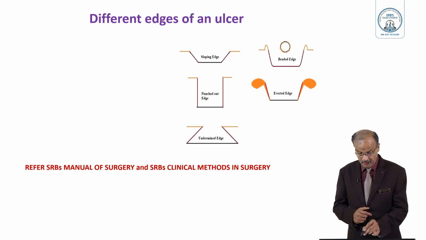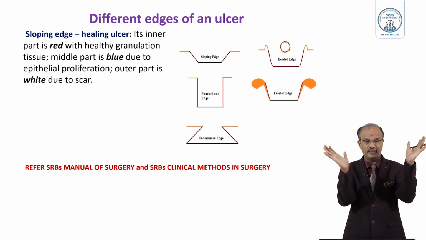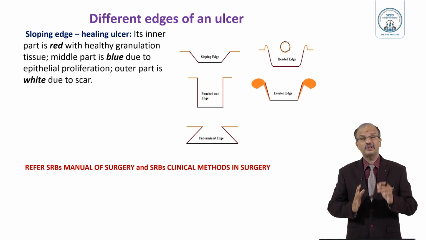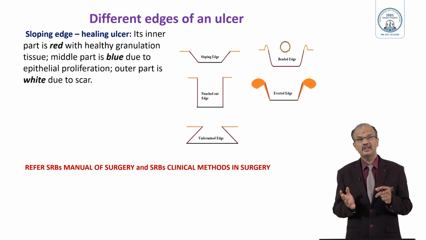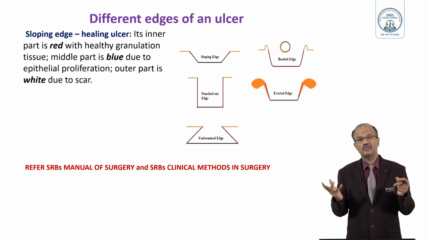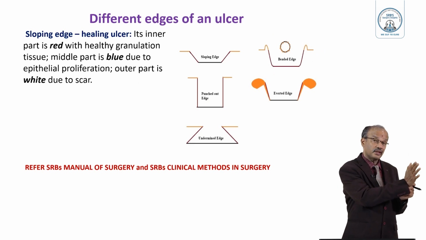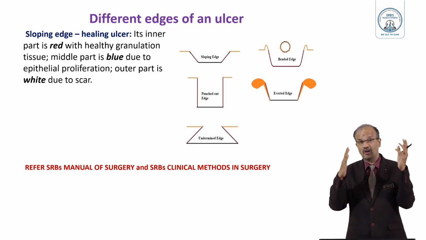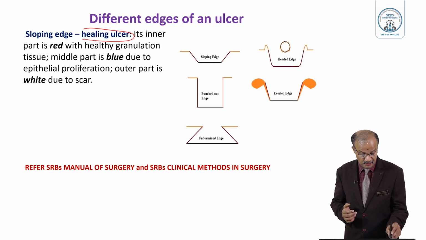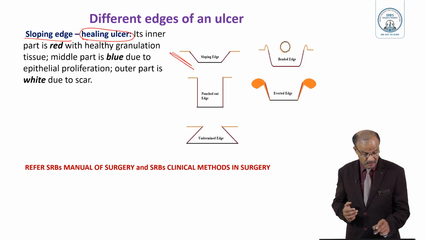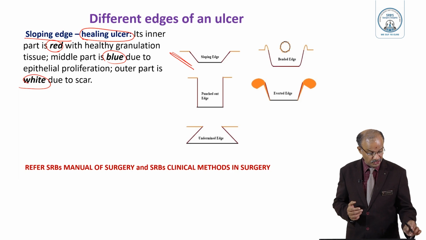So sloping edge, you can see, that is a healing ulcer. It is a feature of healing ulcer. It's like this. So red granulation tissue will be there. Then blue, where new epithelium begins, and white, that is scar tissue or fibrosis forms. So inside the granulation tissue, epithelialization, epithelial proliferation, then scar. So red, blue, white is the component of the sloping edge. It is a feature of healing ulcer. Sloping edge is very crucial.